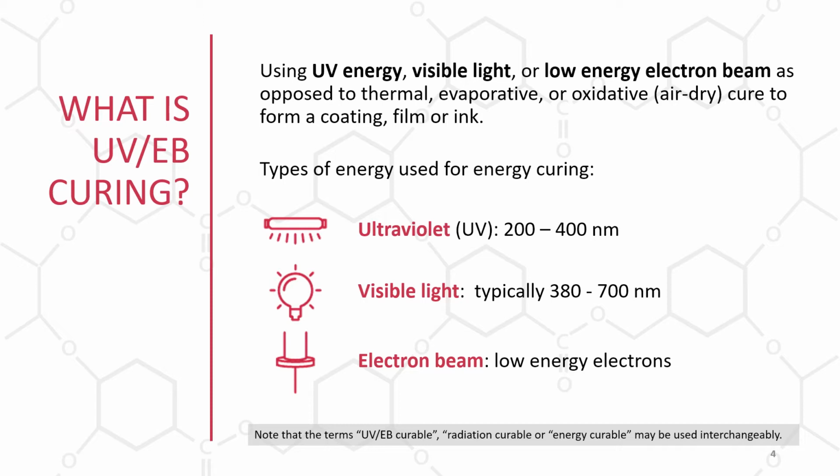The types of energy that are used for energy curing tend to be UV, and this is between the 200 and 400 nanometer range. Visible light, 380 to 700 nanometers, is considered the common range for that. Or electron beam, and this is using low energy electrons. Note that I'm going to be using UV curing, UV-EB curable, radiation curable, or energy curable terms, and you'll hear these out in the industry, and they can be used interchangeably. In UV curing, the most common energy source is UV energy between 200 and 400 nanometers.